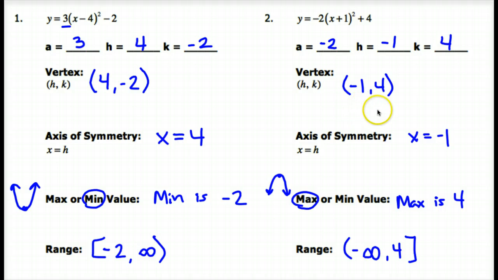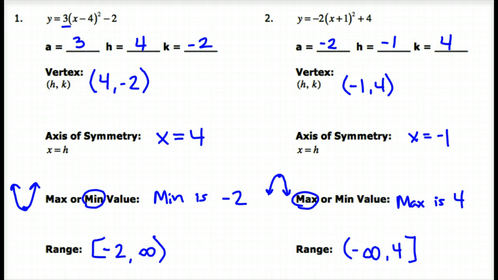That means the axis of symmetry is the line x equals negative 1, and your max or min point is going to be 4. This is going to be a maximum because our a value up here is a negative 2, so that means this parabola is opening downwards. So maximum is 4, and your range then would be all y values from negative infinity to positive 4.